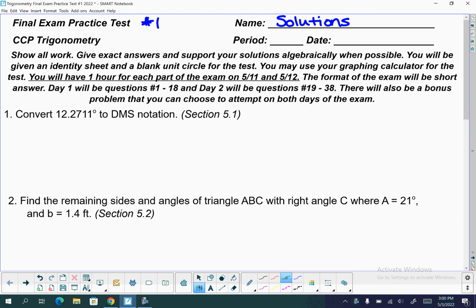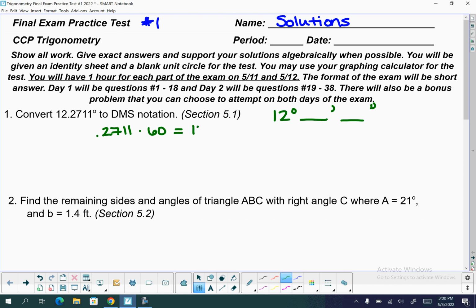All right, question number 1, we're going to convert 12.2711 to DMS, which means degree, minute, second notation. For this problem, 12 degrees is going to remain intact, but that decimal is what we're converting into minutes and seconds. To do that, we're going to start by taking our decimal, currently in degrees. If you multiply by 60, you're going to convert it to minutes.